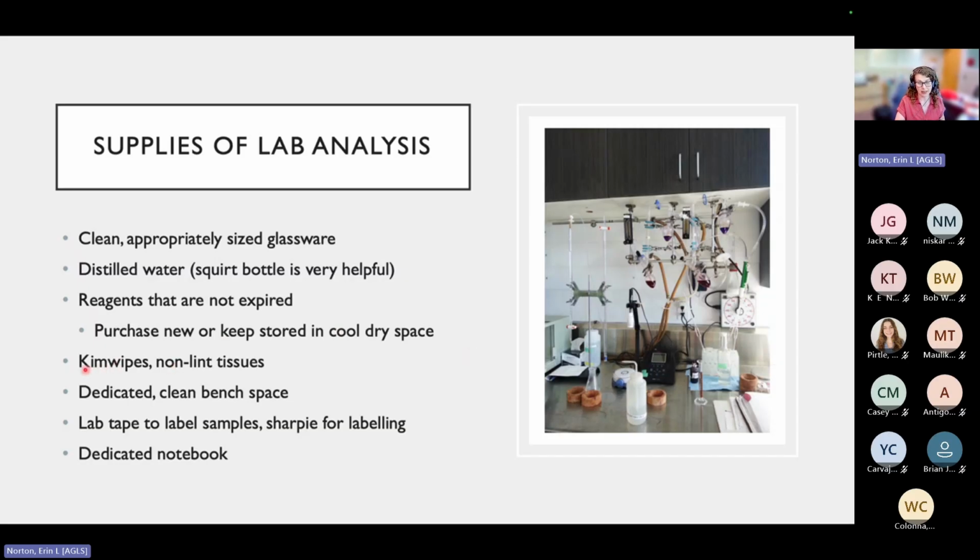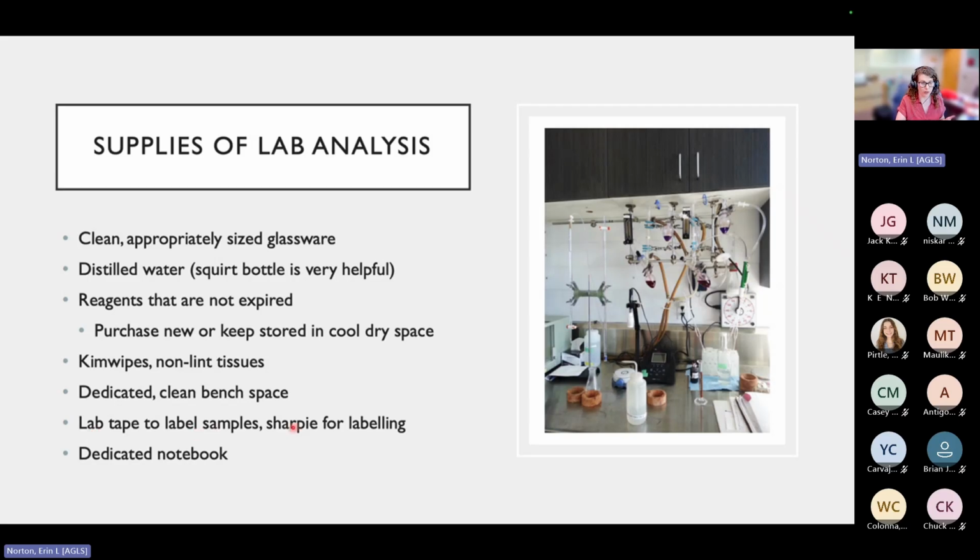I highly recommend getting some Kim wipes or at least non-lint tissues. Tissues like the Kleenex brand are linty, okay? Meaning that they deposit little bits of dust on your glassware. You want to get non-lint tissues. Kim wipes is the common example, so that you're not depositing any dust.